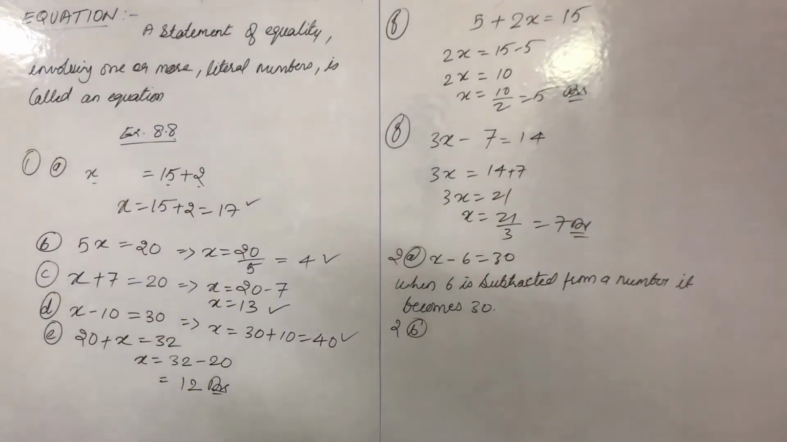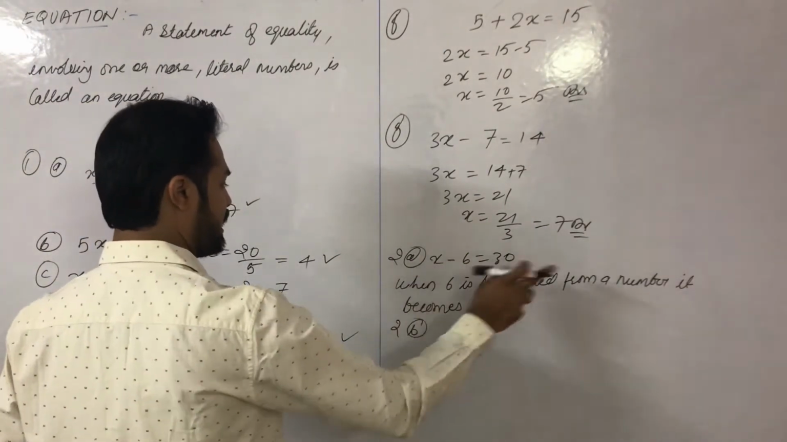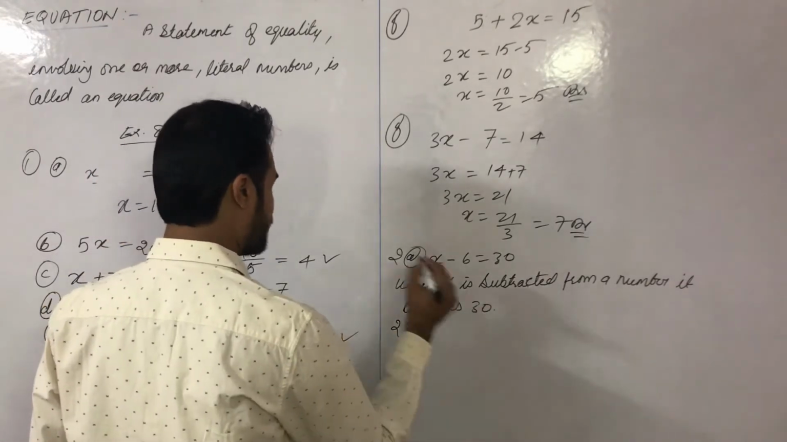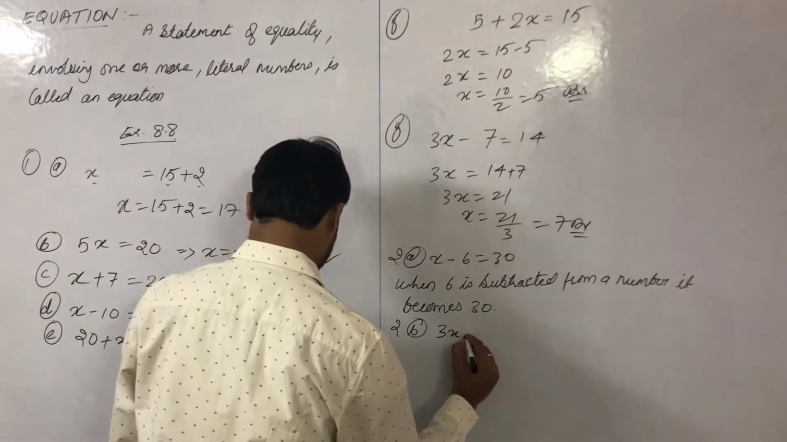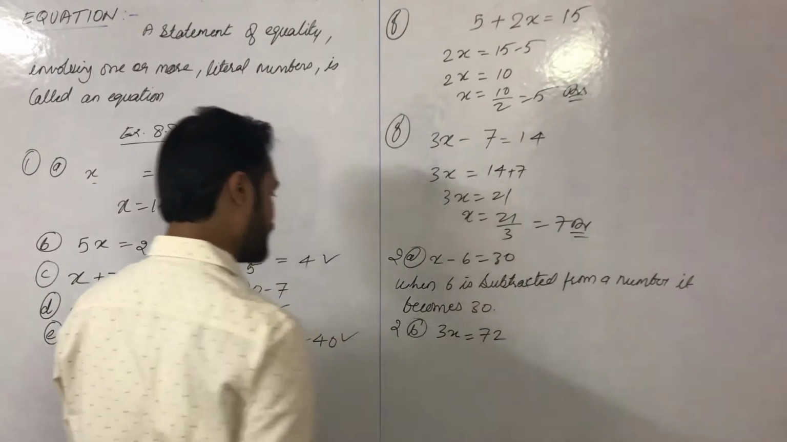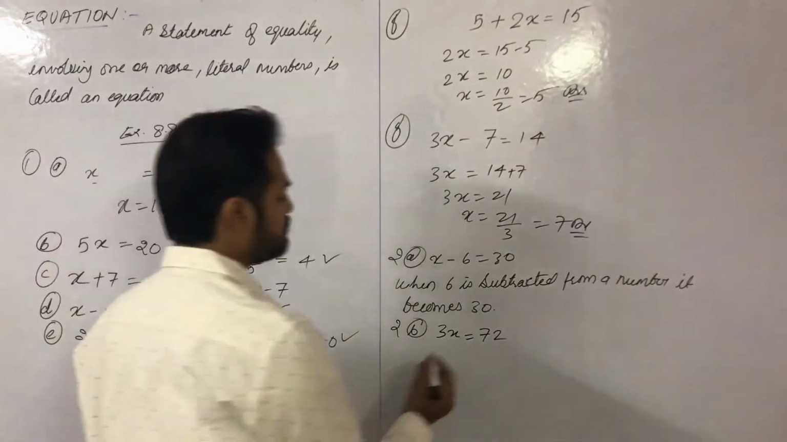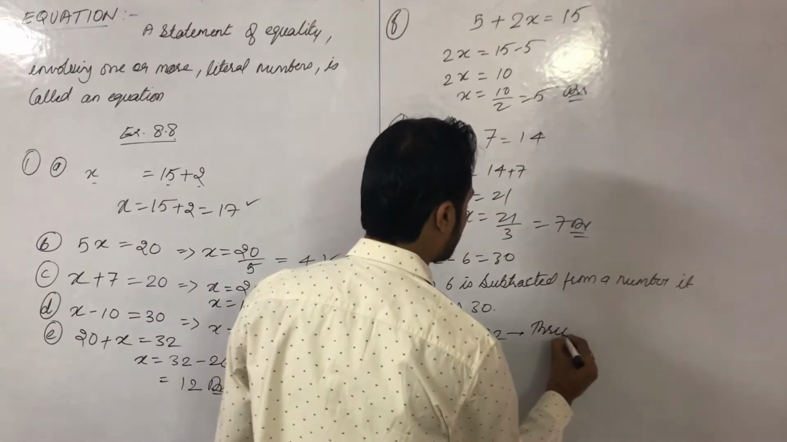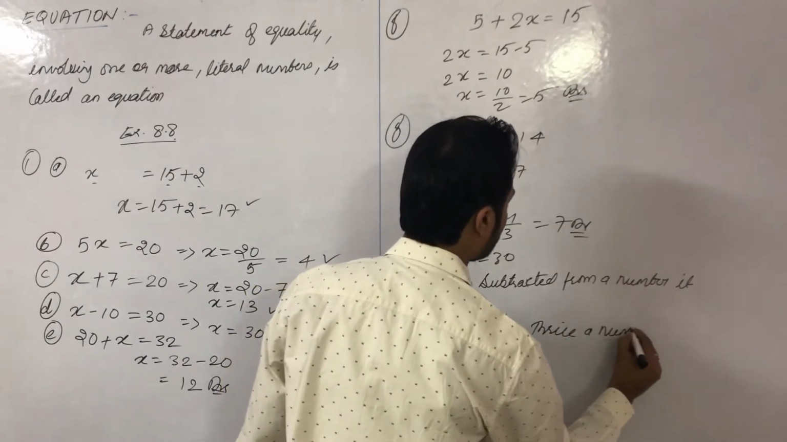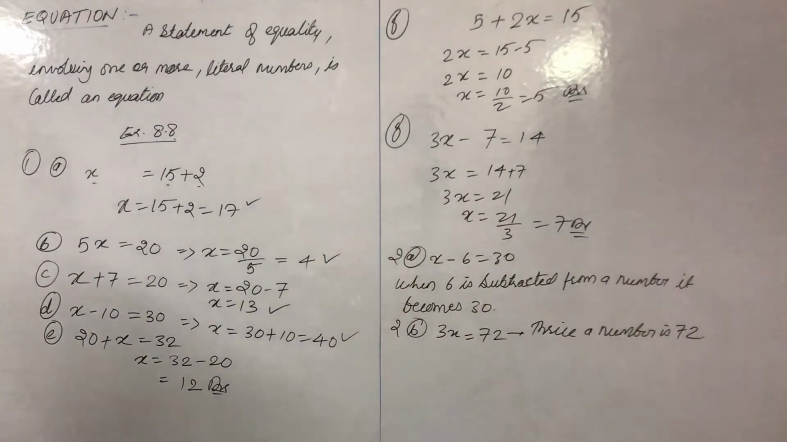When 6 is subtracted from a number, 6 is subtracted from x, it becomes 30. Then we have 3x equals 72. 3 into x, 3 into unknown, equals 72. It's very simple. Thrice a number is 72.